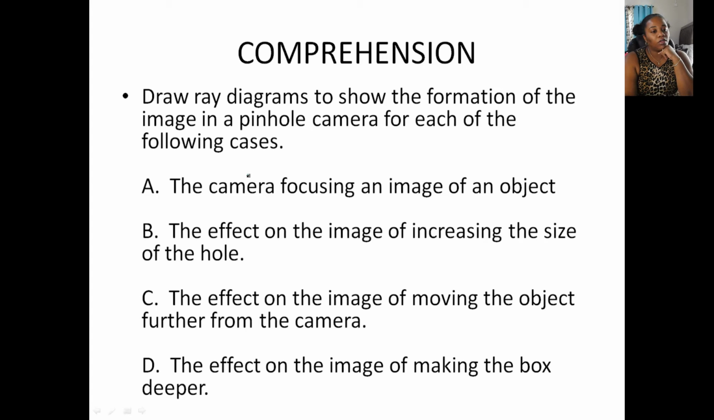Draw diagrams to show the formation of the image in a pinhole camera for each of the following cases: the camera focusing on an image of an object, the effect on the image of increasing the size of the hole, the effect on the image of moving the object further from the camera, and the effect on the image of making the box deeper. So you could try all of that. What I would like to do is to build the camera itself, and then you could answer these questions.